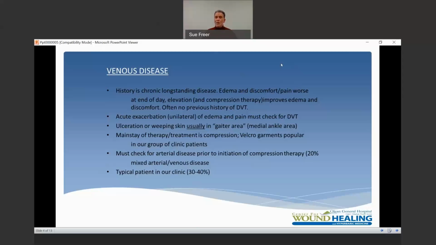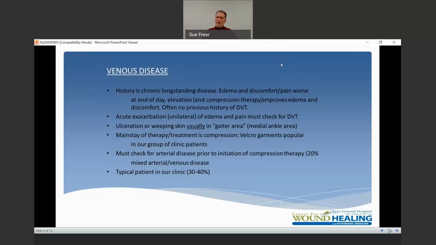Some of these patients, most of the ones that we see in the wound care center, will have ulceration of their legs or weeping skin. And usually this presents itself in what we call the gaiter area, which is sort of the medial ankle area above the medial malleolus. We'll take a look at some pictures coming up later on in the slides here. The mainstay of treatment is compression.